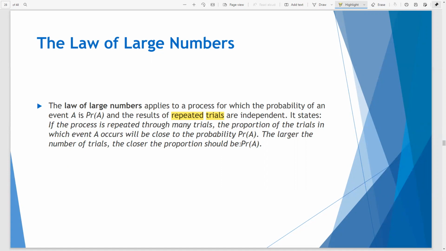to the probability of A. What it means is, as long as you do an experiment over and over, your proportion will approach the probability. That's what it says.